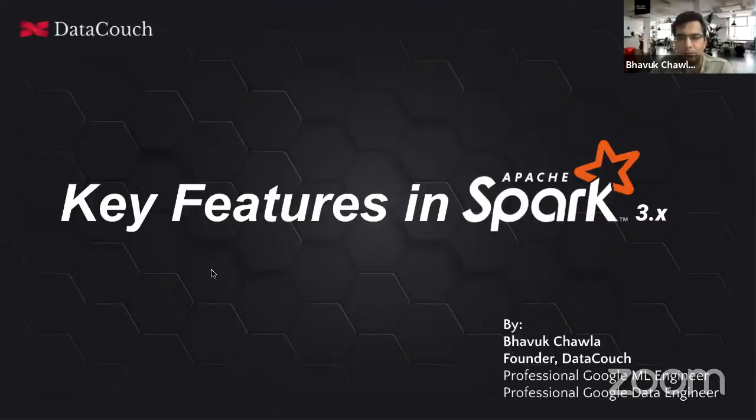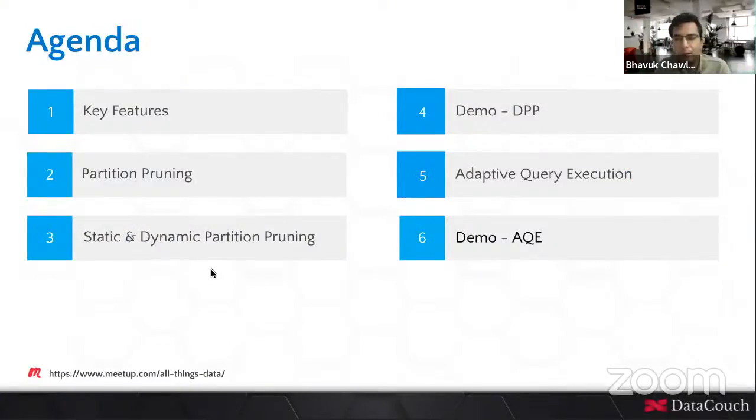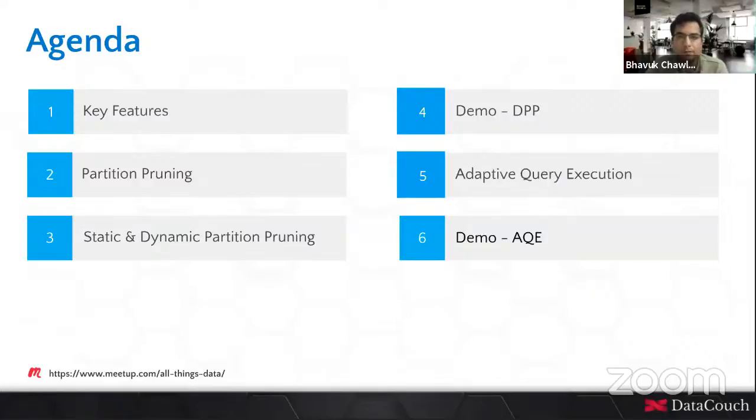So let's get started. The agenda for today is we will be looking into the key features of Spark 3.x. And after that, we will be discussing the partition pruning concept, and we will see different types of partition pruning that we have. So we have static partition pruning, dynamic partition pruning. And after that, we will be looking into adaptive query execution. And then we will also be delving deeper into the areas that we are discussing today, primarily dynamic partition pruning and adaptive query execution, even though there are so many new features which are part of Spark 3.x. But we would be focusing on two main features through which we will see the hands-on also on the Databricks platform. So we will look into that today.